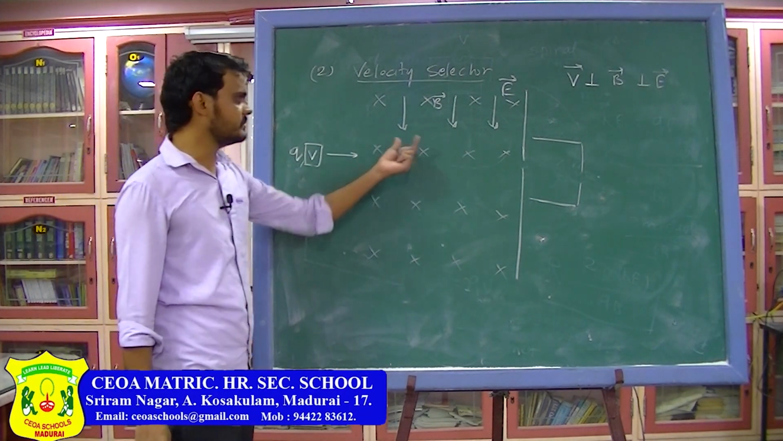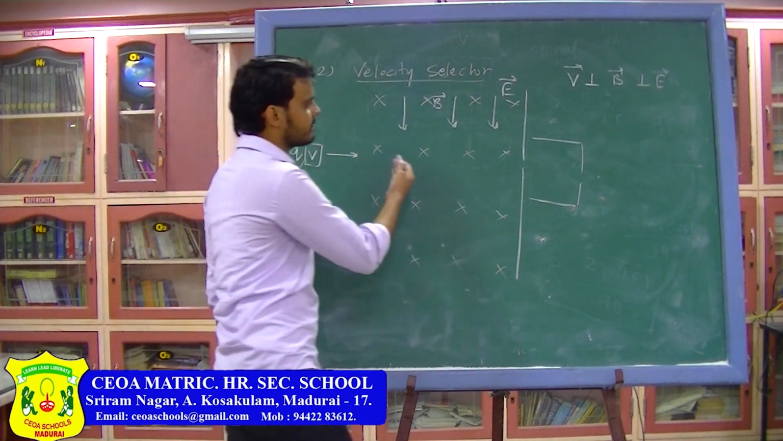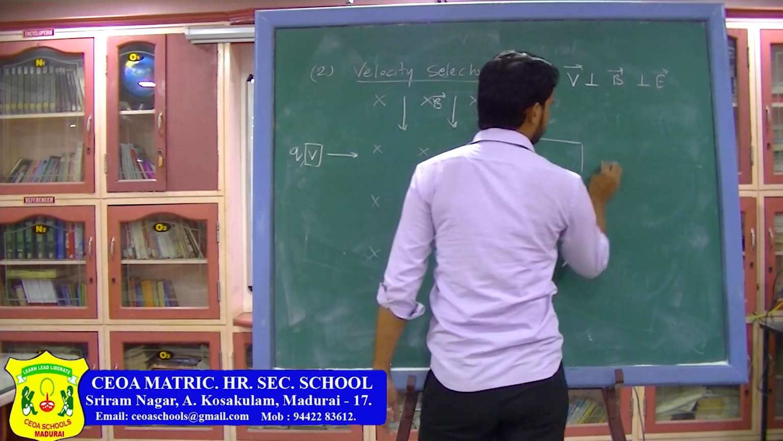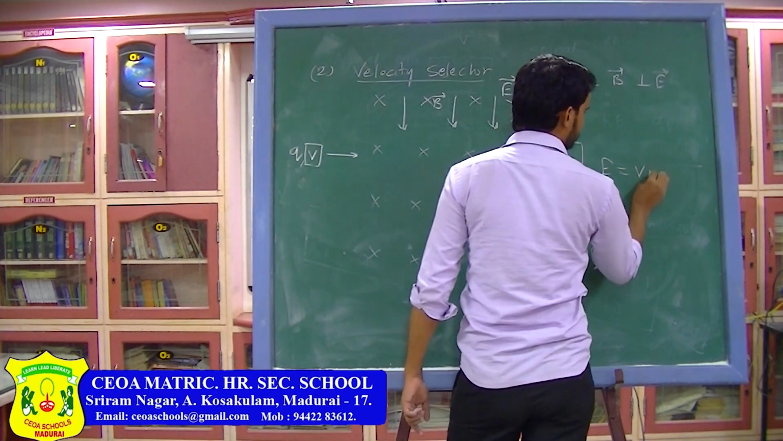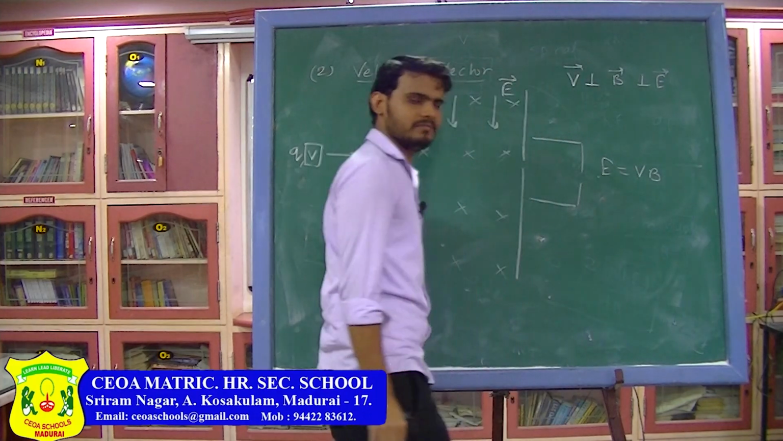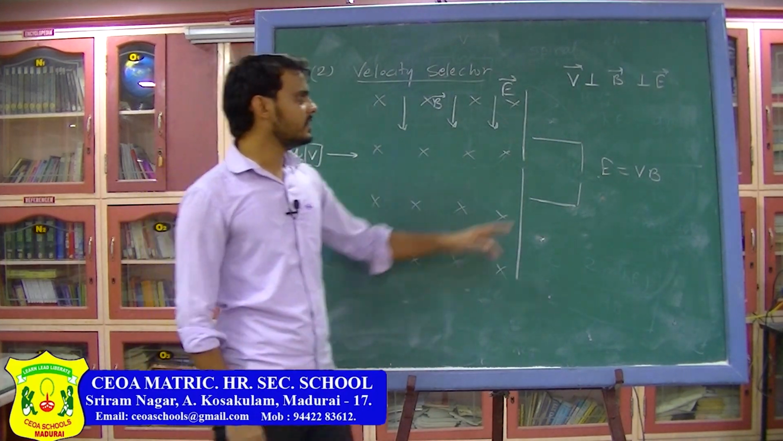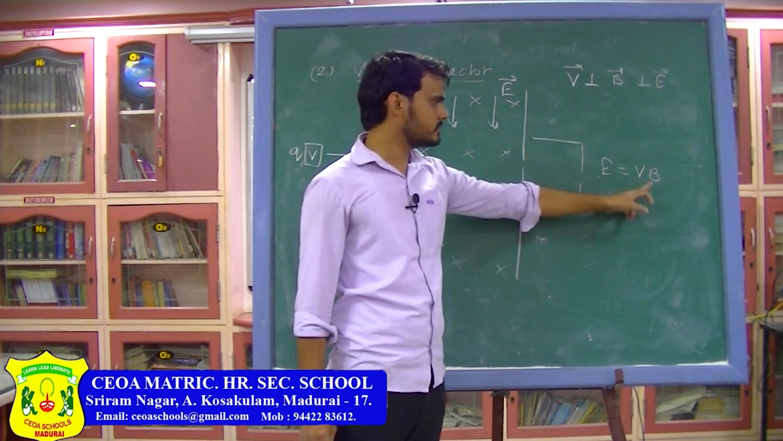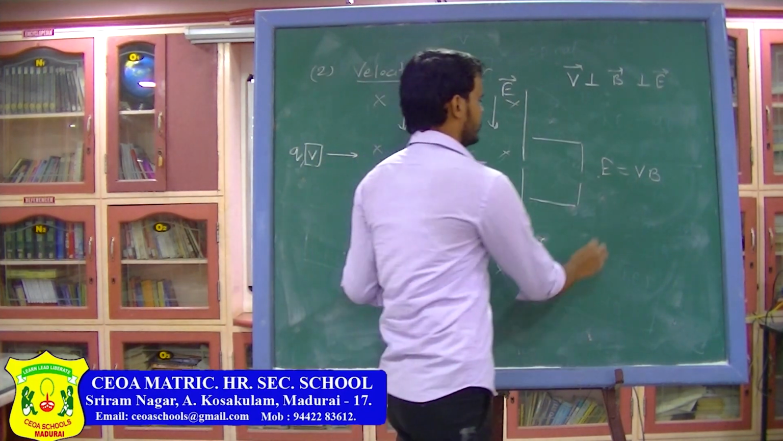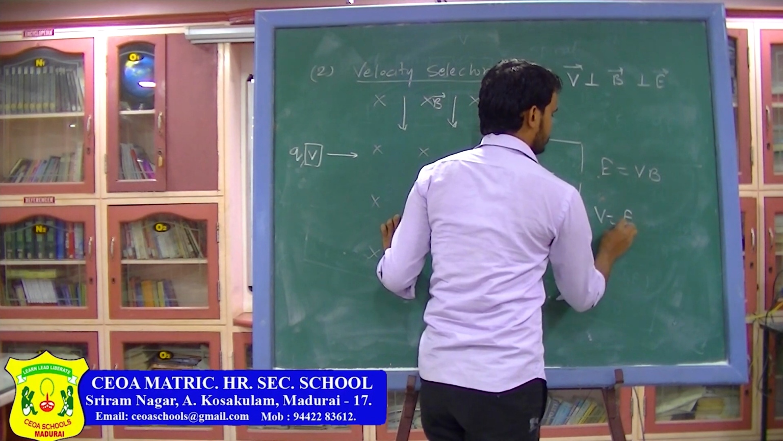From this, what should be the magnitude of the electric field? The magnitude of the electric field, I can write E is equal to VB sin theta. Here theta is the angle between velocity and magnetic field. As you can see here, the magnetic field and velocity are perpendicular to each other, so theta is 90 degrees and sin theta is 1. So here V is equal to E by B.